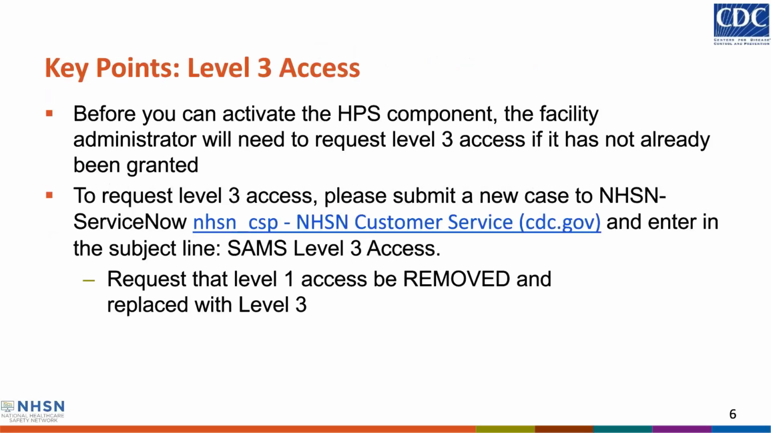Before facility administrators can activate the HPS, they must request Level 3 access if they do not already have it. This can be done by sending an email to NHSN ServiceNow with the subject line, SAMS Level 3 access. In the email request, ask that Level 1 access be removed and replaced with Level 3. Make sure to not deactivate any other NHSN components.